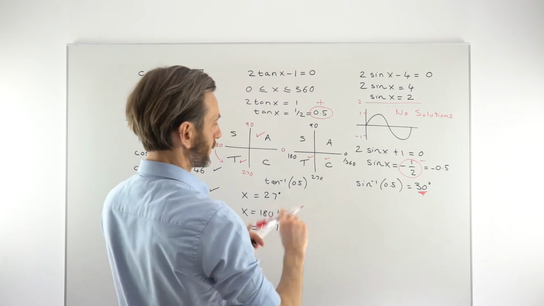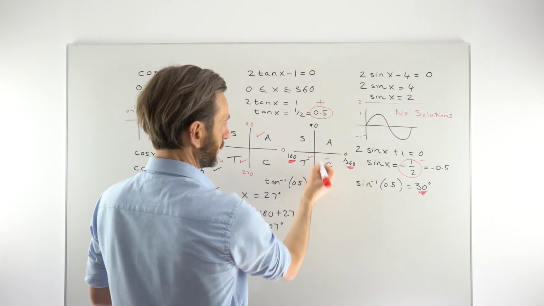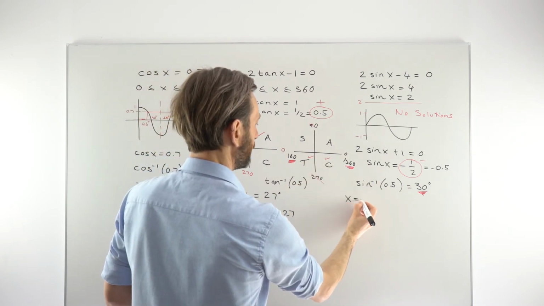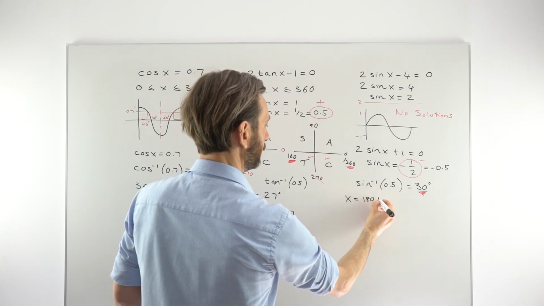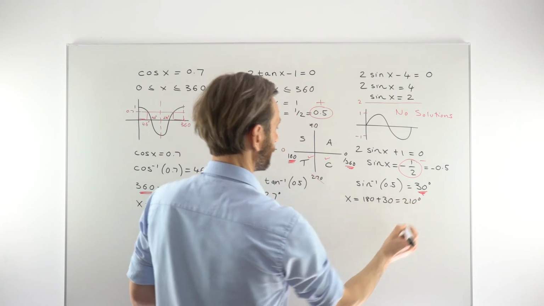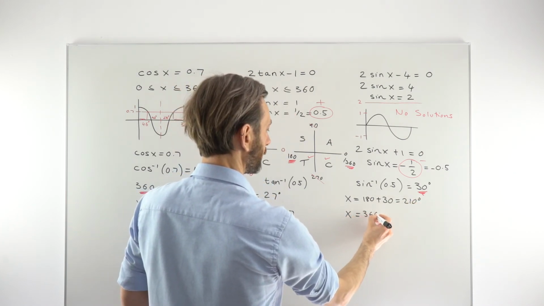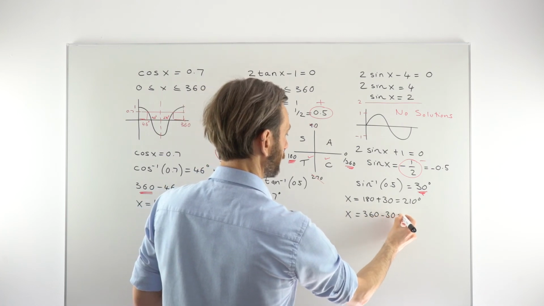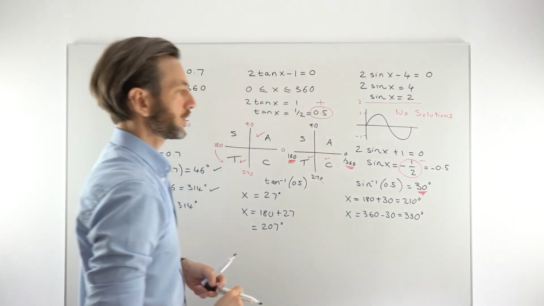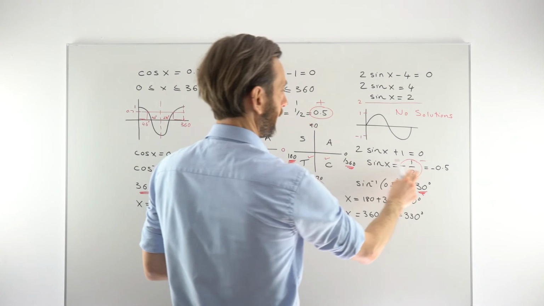So what we're going to do is take our adjustments now off of 180 and 360. Again, we're kind of discarding these two, and we're going to get our solutions as x equals 180 plus 30, which is 210 degrees. That's the first solution. And then x equals 360 minus 30, which is 330 degrees.